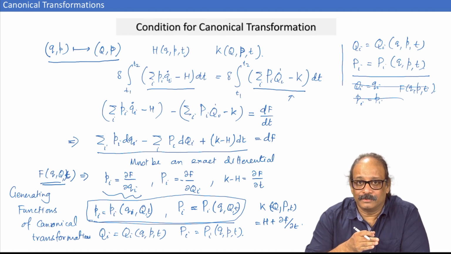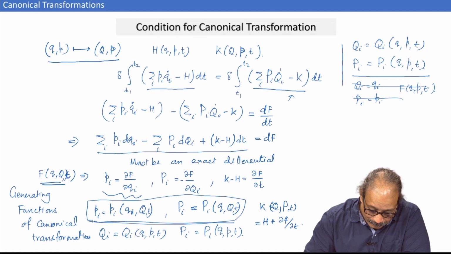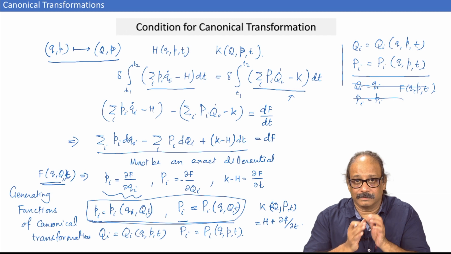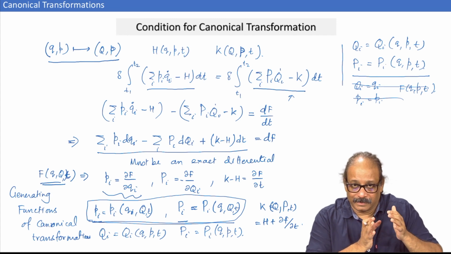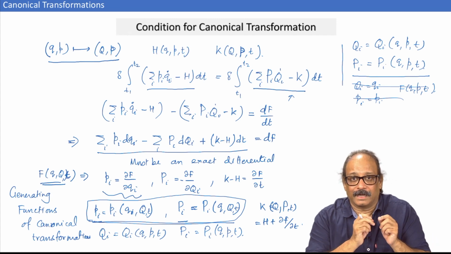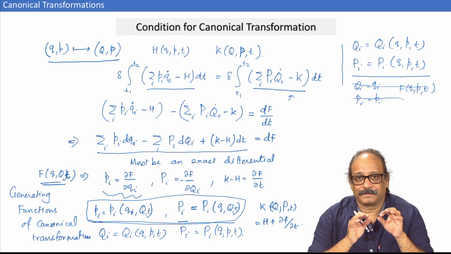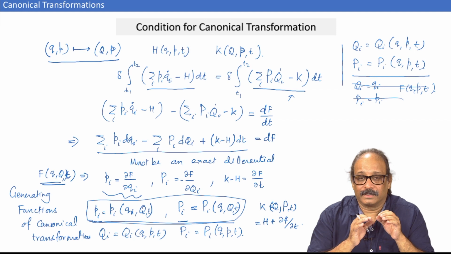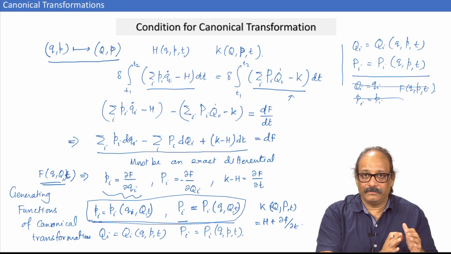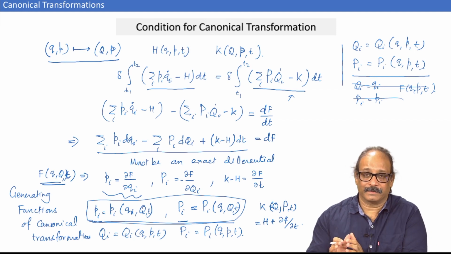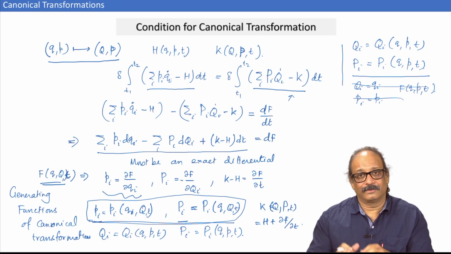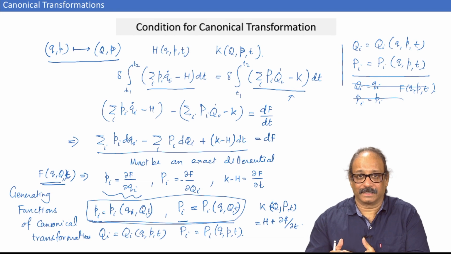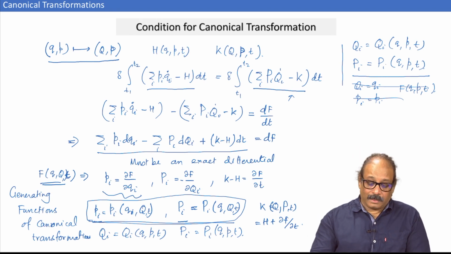But you see, to get capital Q and capital P in terms of the old set, it is crucial that you express this capital F function, or generating function, as a function of old variables and new variables. If you don't do that, then you don't get a transformation between the new set and the old set. Okay? Fine.